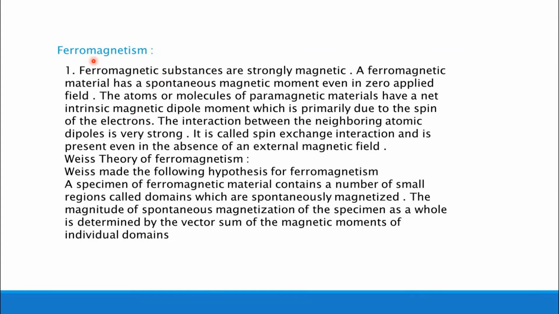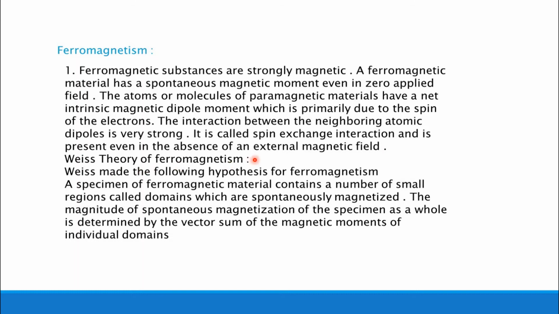Now we shall see a little detail about ferromagnetism. Ferromagnetic substances are strongly magnetic. A ferromagnetic material has spontaneous magnetic moment even in zero applied field. The atoms or molecules of a ferromagnetic material have a net intrinsic magnetic dipole moment, which is primarily due to the spin of the electrons. The interaction between the neighboring atomic dipoles is very strong. It is called spin exchange interaction and is present even in the absence of an external magnetic field.